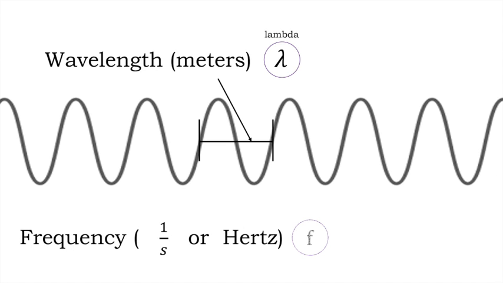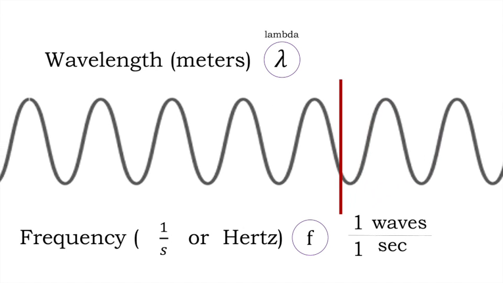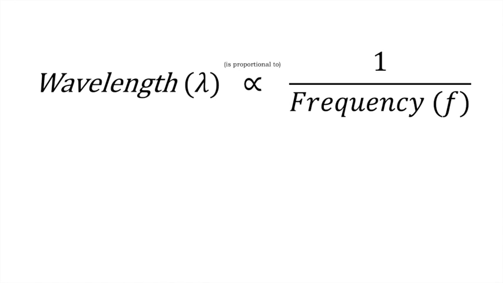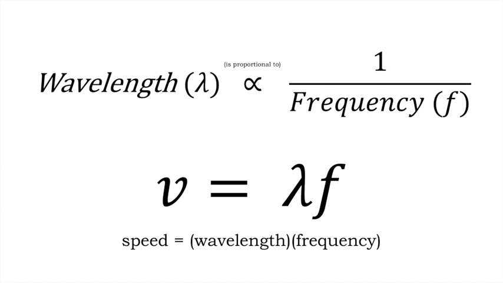The frequency of a wave is the measure of how many waves pass a certain point per second. This is measured in per seconds, or hertz. Frequency and wavelength are inversely proportional to one another, meaning that as wavelength decreases, the frequency will increase. Wavelength and frequency are both related to speed through the equation speed equals wavelength times frequency.